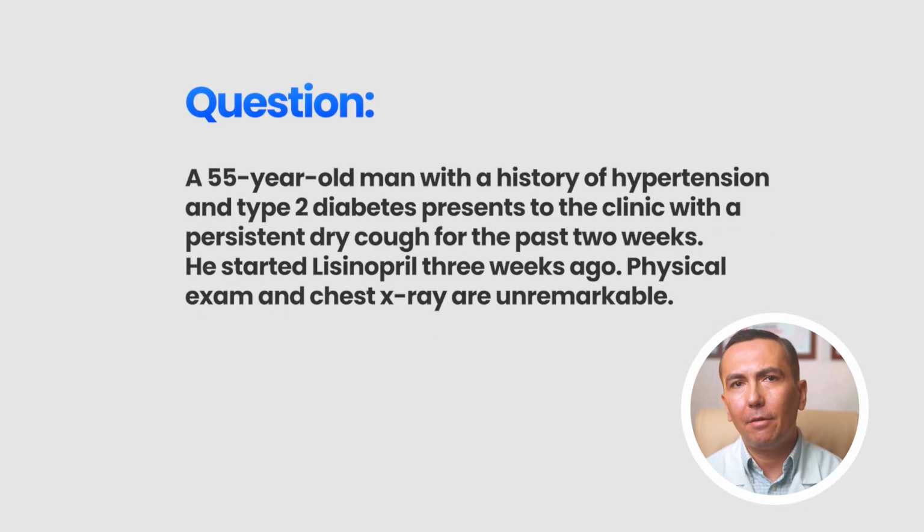Let's discuss a clinical vignette-like question. A 55-year-old man with a history of hypertension and type 2 diabetes presents to the clinic with a persistent dry cough for the past 2 weeks. He started lisinopril 3 weeks ago. Physical exam and chest x-rays are unremarkable. Which of the following is the most appropriate next step in management?